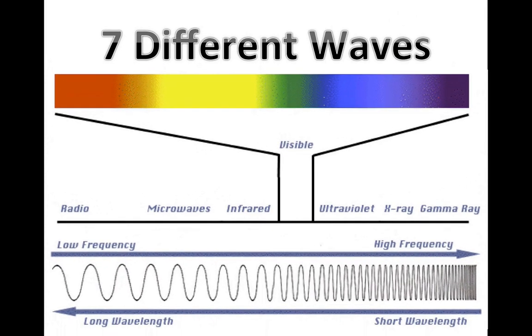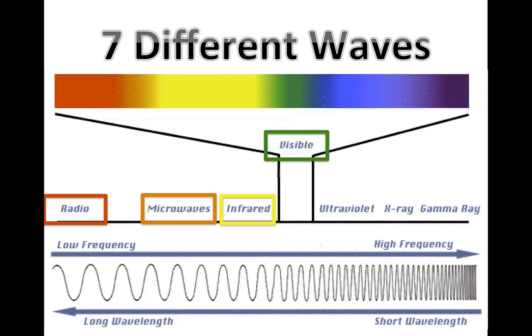There are 7 different types of waves that can be located on the electromagnetic spectrum. The first one we have are radio waves. The next one we're going to talk about is microwaves. Then let's talk about infrared light. We also have visible light, ultraviolet rays, X-rays, and lastly, gamma rays.